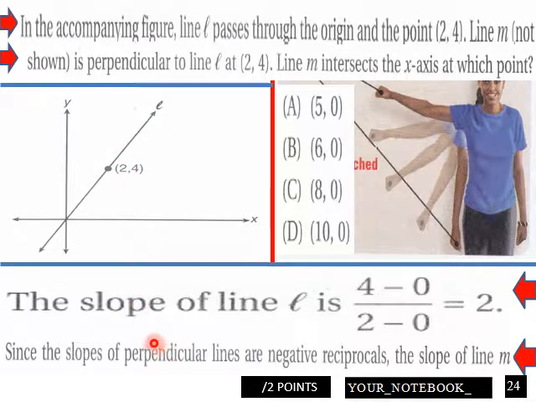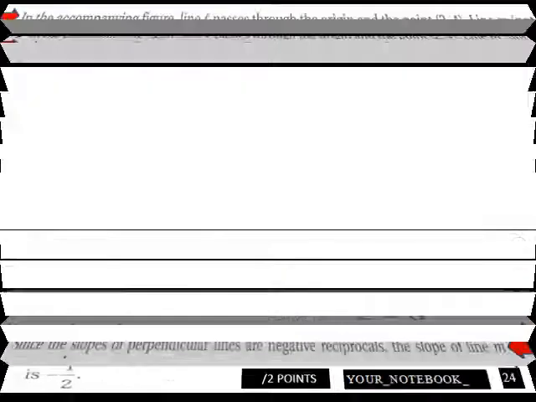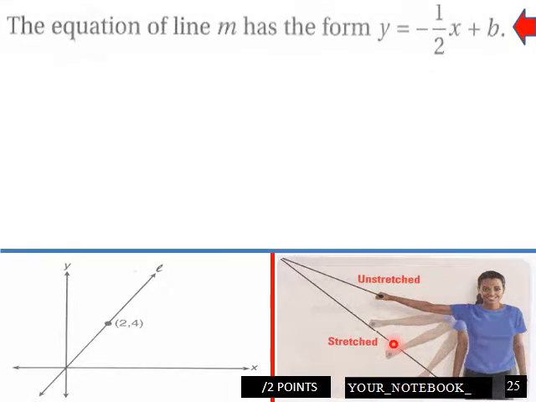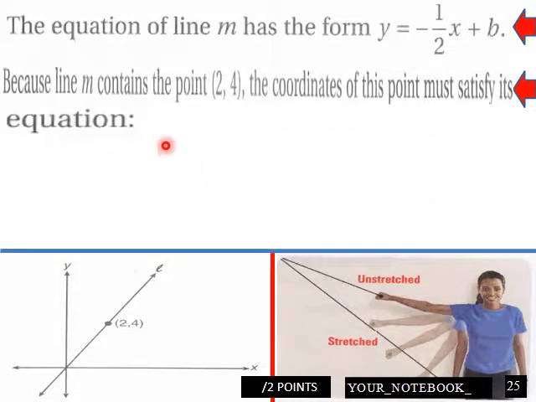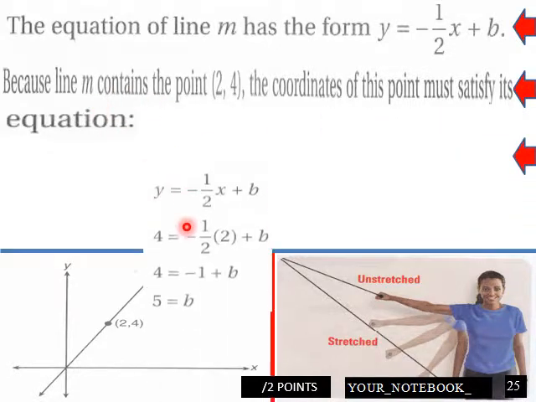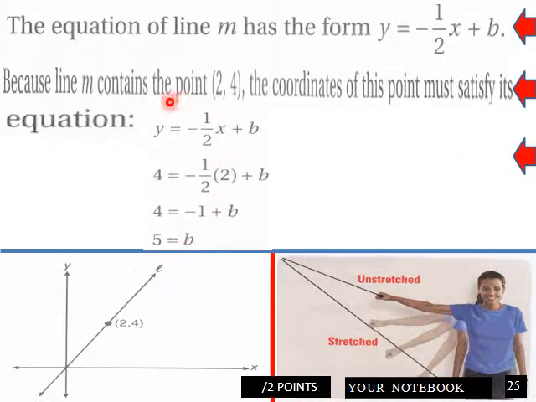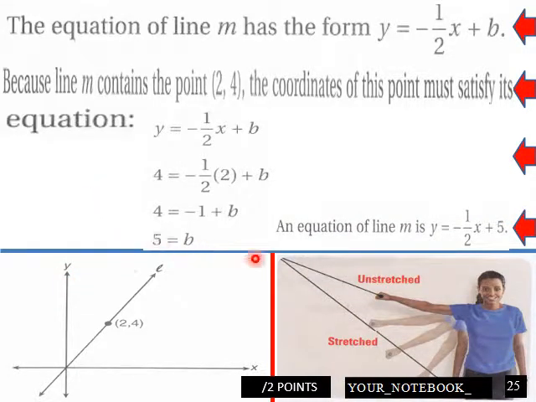Since the slopes of perpendicular lines are negative reciprocals, the slope m would be -1/2, so y equals -1/2 x plus b. We know that much. And because line M contains (2, 4), the coordinates of this point must satisfy its equation. So we plug in 4 for y and 2 for x, and then we solve for b. So b would be 5. y equals -1/2 x plus 5.